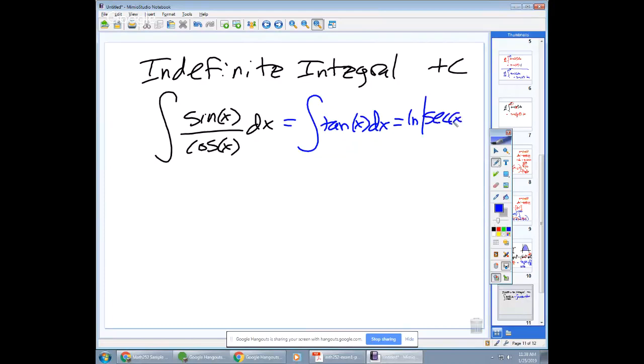Negative ln of the absolute value of cosine x, plus C. So if you remember that, cool, write that down. If you don't, the alternative is a substitution. So I'll prove that's true by using a substitution.